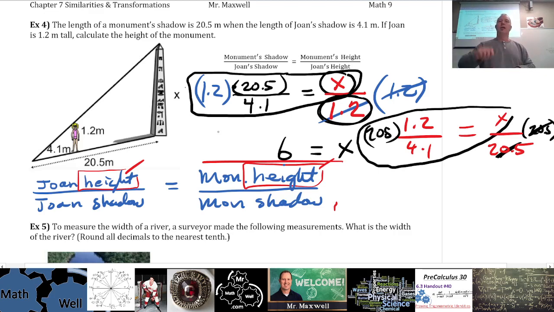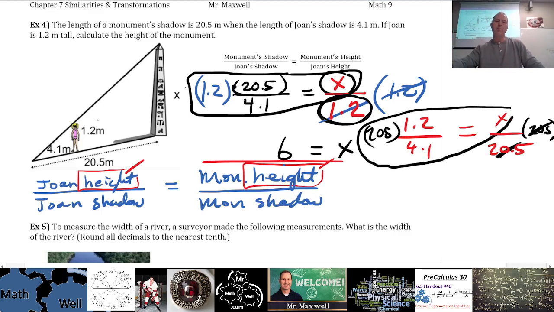So whatever stands out to you. You could do height over height, shadow over shadow. That's totally good. You could do Joan's height over Joan's shadow, monument height over monument shadow. You just can't mix things up willy-nilly and go 1.2 over 20.5 equals 4.1 over x. I don't really know if there's any consistency there. So you have to have some kind of plan, but yes, that's the other way that you could look at things.